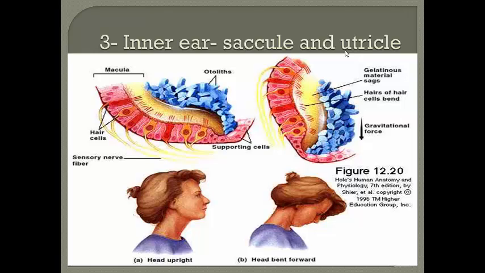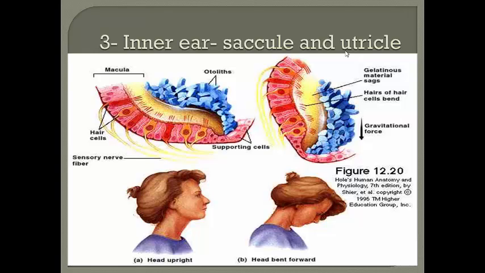Inside the saccule and utricle, there is what we call the otolith or the otoconia, which are crystals containing calcium carbonate. These crystals are embedded in a membrane called the otolithic membrane. A nerve fiber is present beneath them.